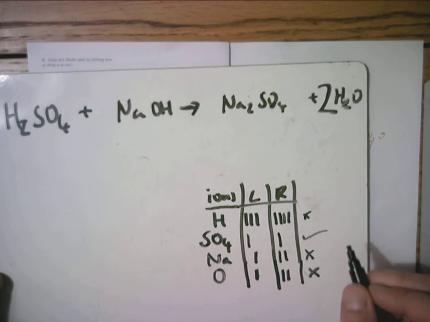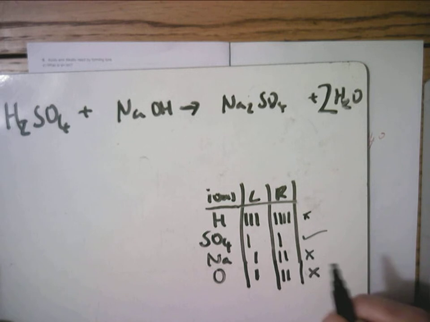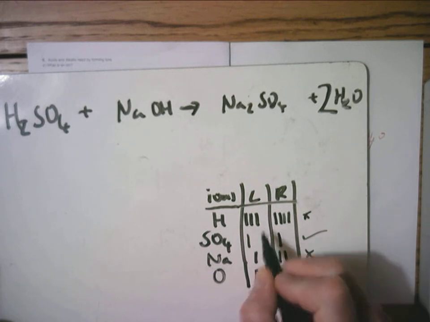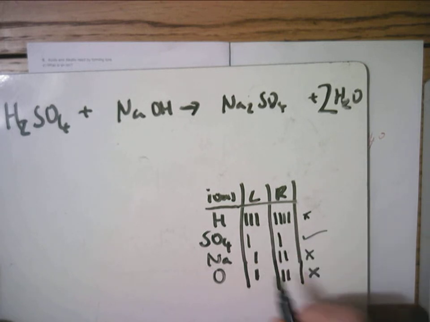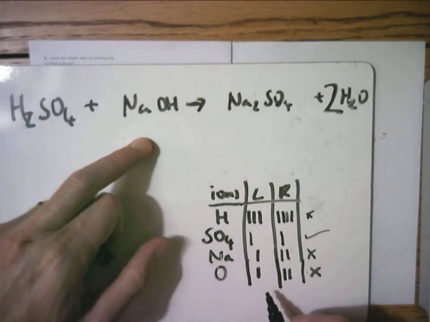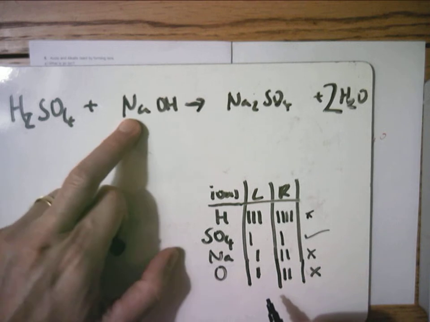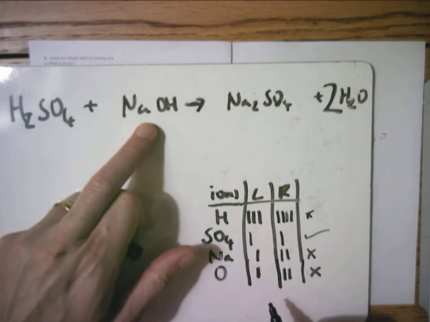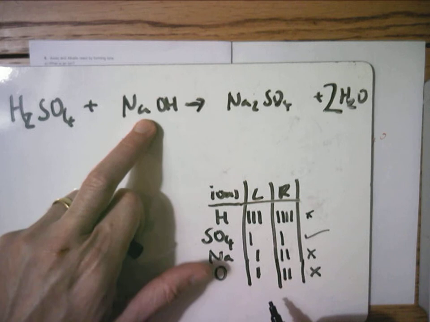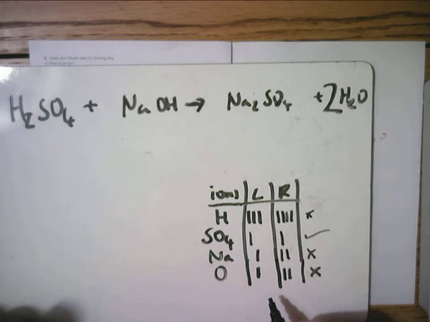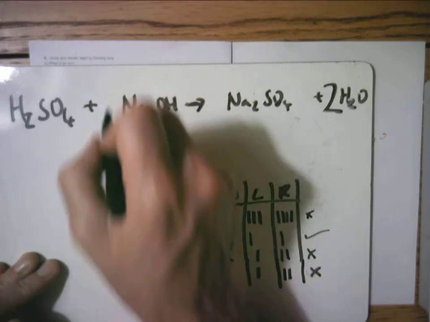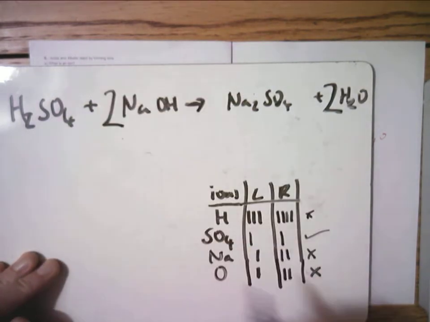Well, let's look at the situation. Somehow I need to get an extra hydrogen, an extra sodium and an extra oxygen on the left-hand side of the equation. How am I going to do that? Well, I can't change the formula of anything over here. I can't change the formula of sodium hydroxide. It's NaOH. I need to be able to add 1 hydrogen, 1 oxygen and 1 sodium. Well, if I did this, what would happen then?